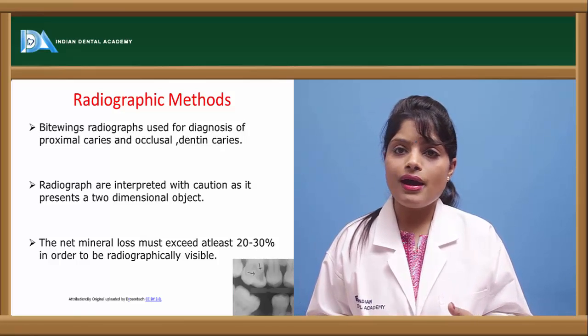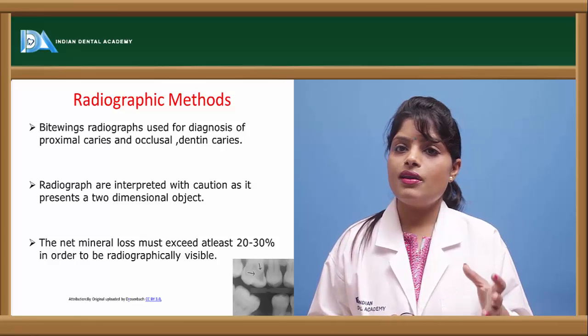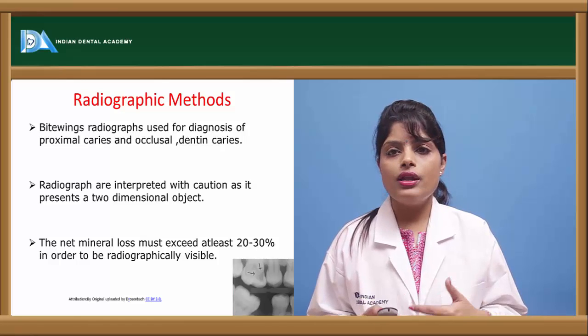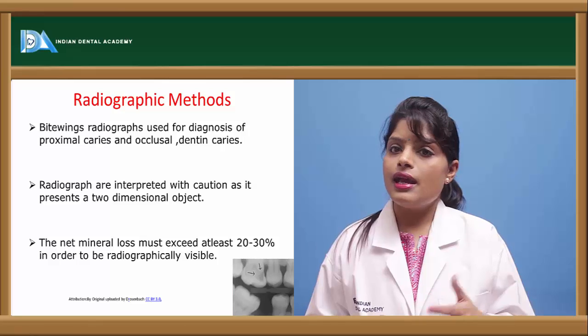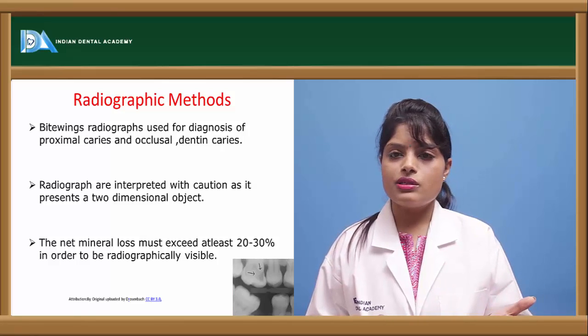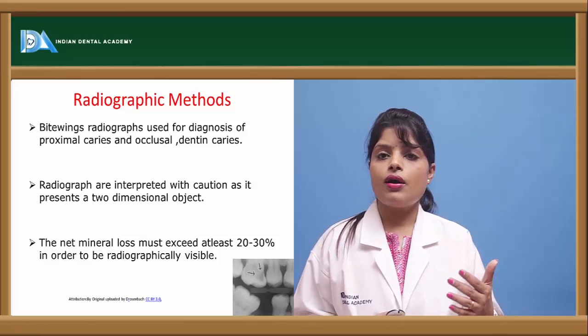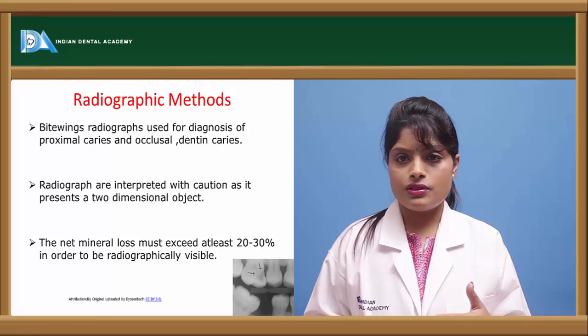But the drawback of the radiograph is that only after 20 to 25% demineralization will a radiograph manifest the appearance of dental caries. Incipient dental caries are not visible on the dental radiograph. And in the case of a blunt probe, we can detect plaque from the tooth surfaces.